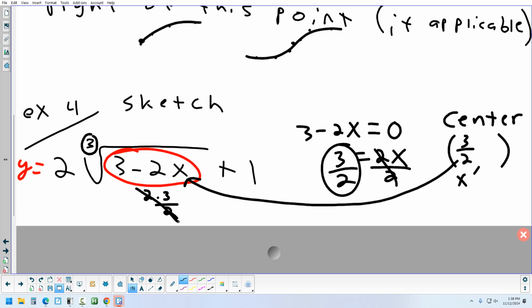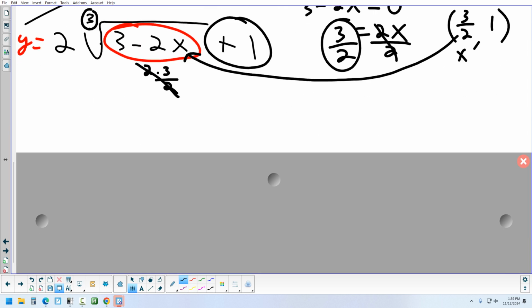0. That should come back out to 0. If it doesn't, then you didn't find the right number here, because you set this equal to 0. So by plugging it back in, you're basically checking it. 3 minus 3 is 0. What's the cube root of 0? 0, because 0 times itself 3 times is 0. And what's 0 times 2? Still 0. And then plus 1. So that is basically your y value. It ends up always being the number that's added or subtracted. So that's going to be the center of my graph.